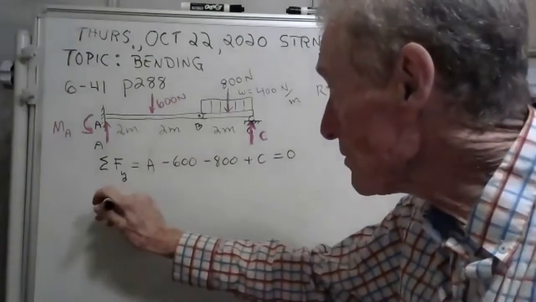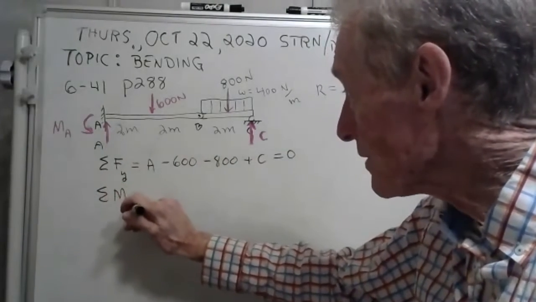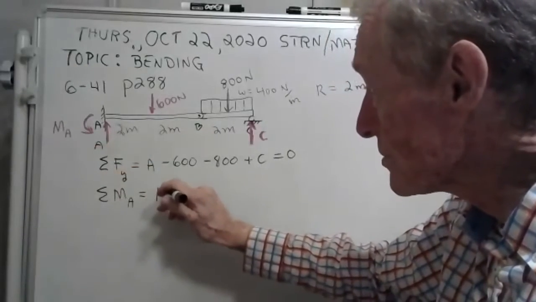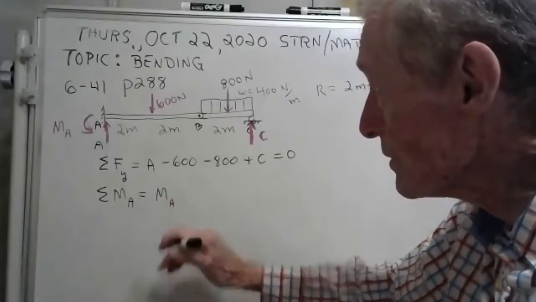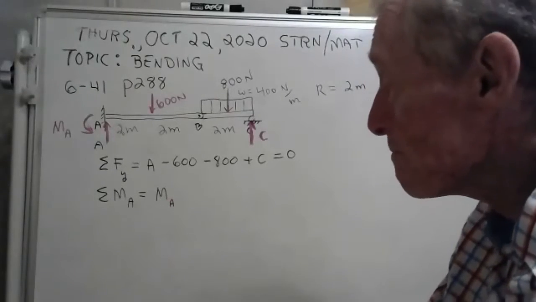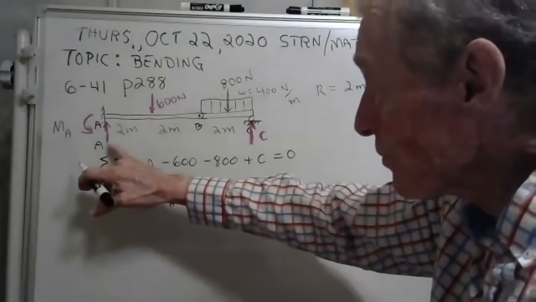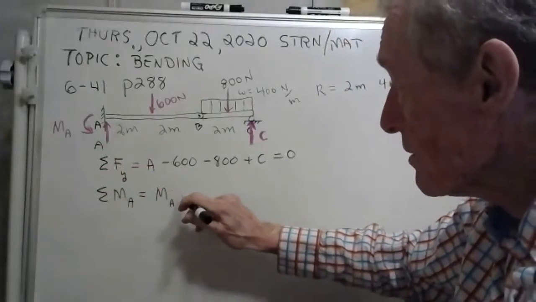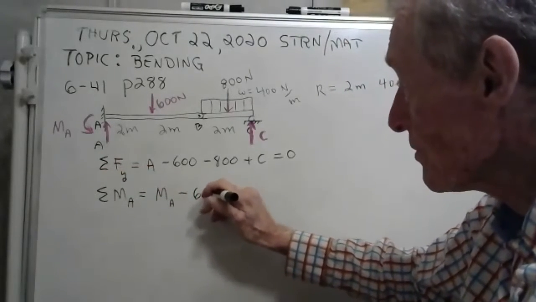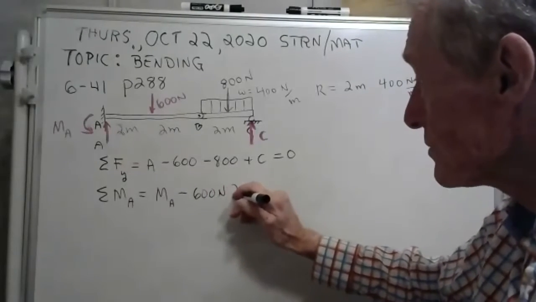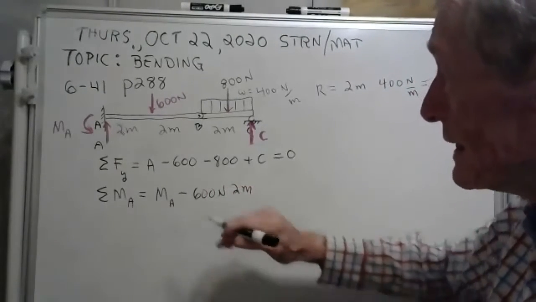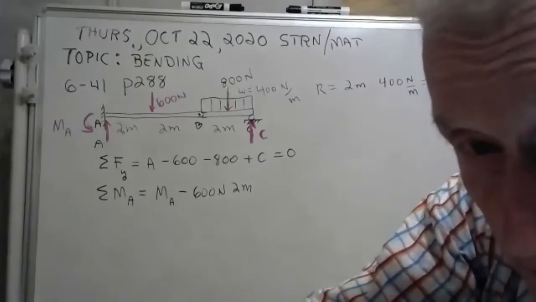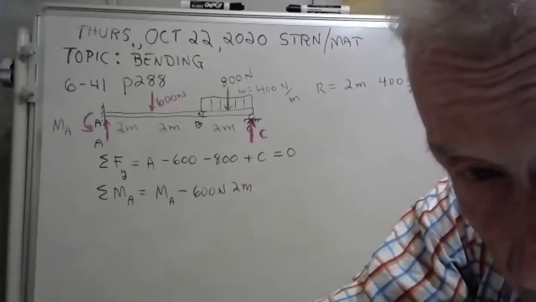Well, let's do the sum of the moments maybe about A. That'd be good. Now that moment there you have to include, it's an external moment about A, and we don't know what it is. This force going through A doesn't give you a moment, so we don't need it. But you're going to need a negative 600 times 2 meters. Now we're going to ask one of my students, how come that moment is negative? We're going to ask somebody here.